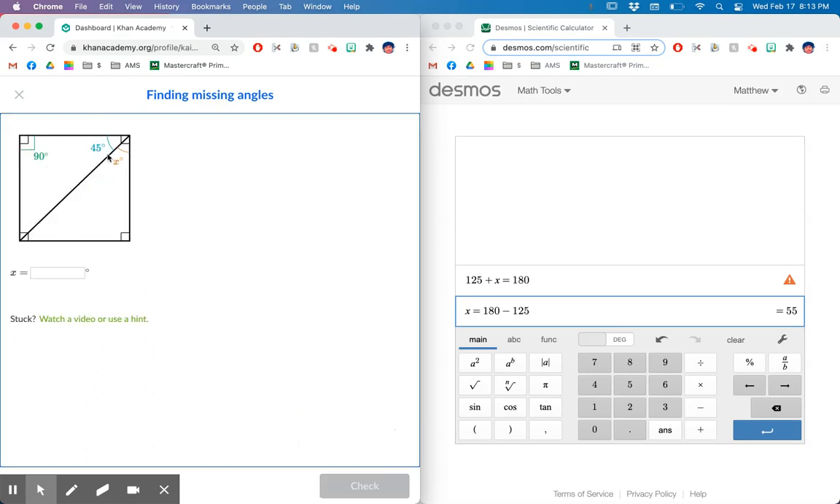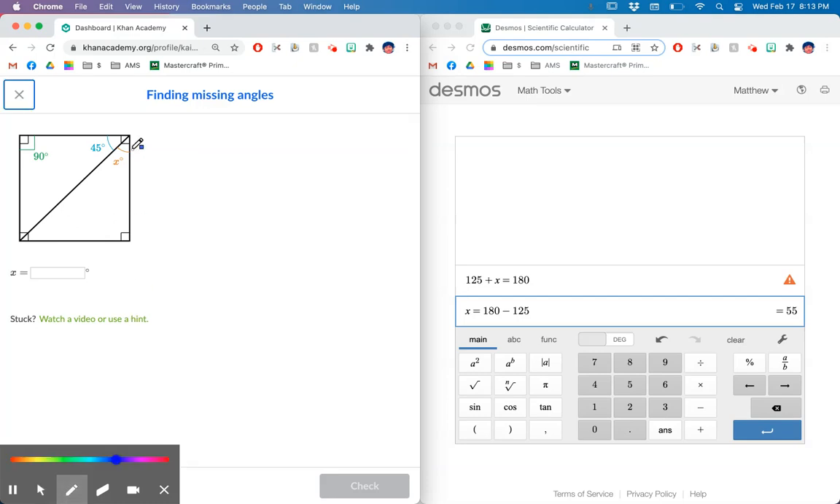Let's see if we can do one more here. Okay, so we have a square. We have some right angle symbols. I don't care about this 90. We do know that this is also 90. So sometimes you have extra information that you don't really need, but I'm just going to look right here, okay? This is my 90-degree angle. So that means 45 plus x is equal to 90.